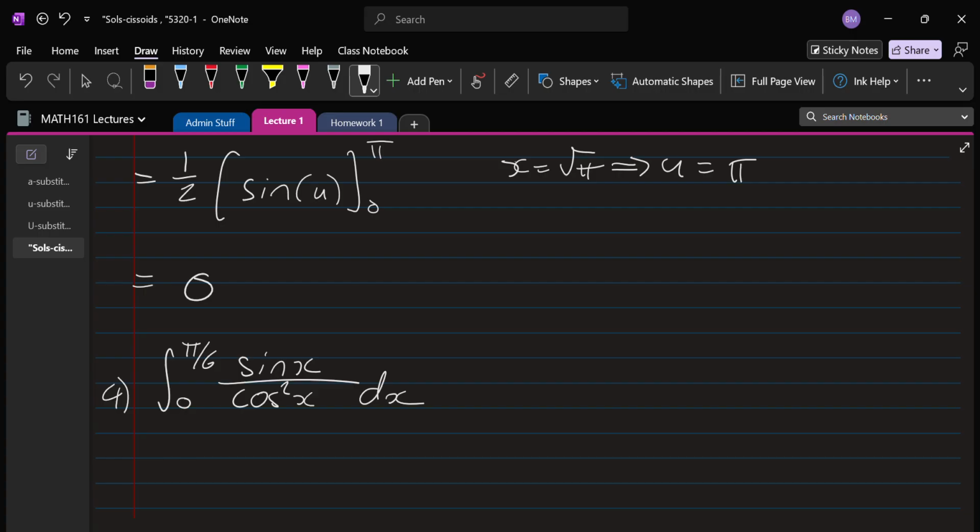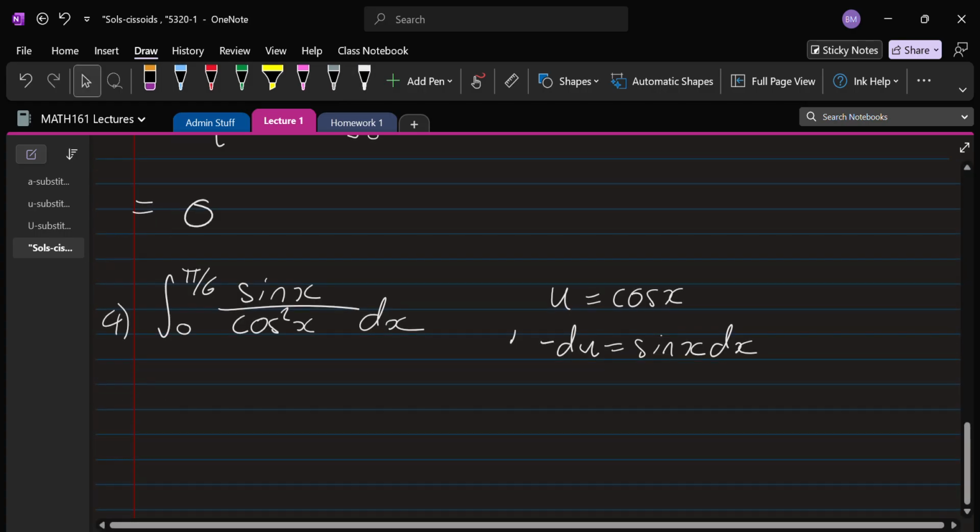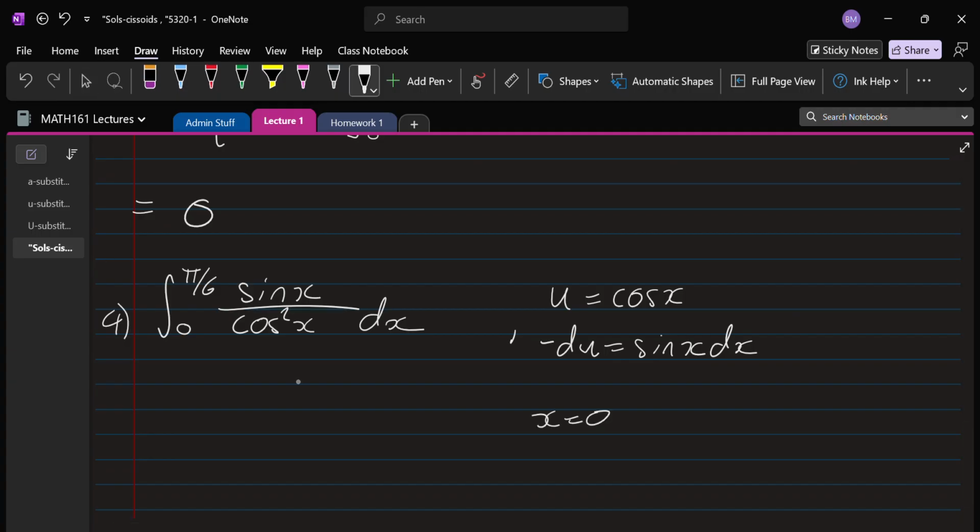Okay, pretty straightforward. Again, simple rule. If you've got a fraction, if u is the denominator, du will probably be something with the numerator. So if we let u be cos, the derivative of cos is minus sine. So we're going to have minus du is sine x dx. The minus can go out to the front.